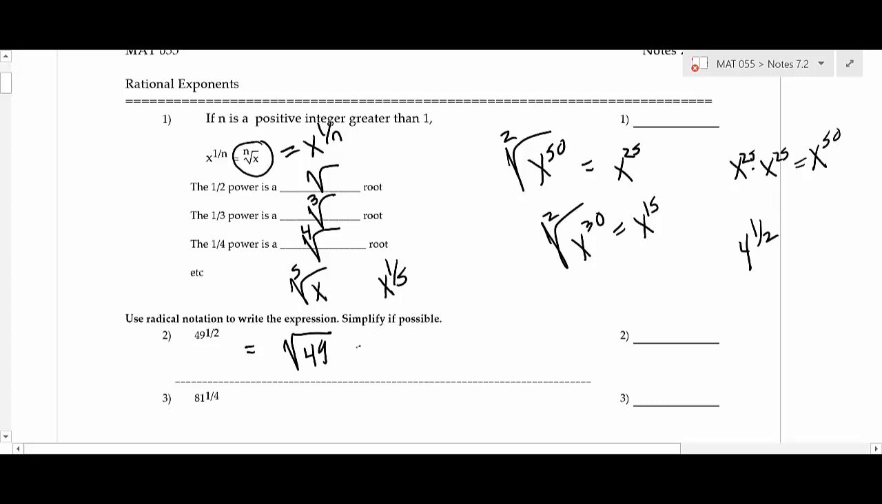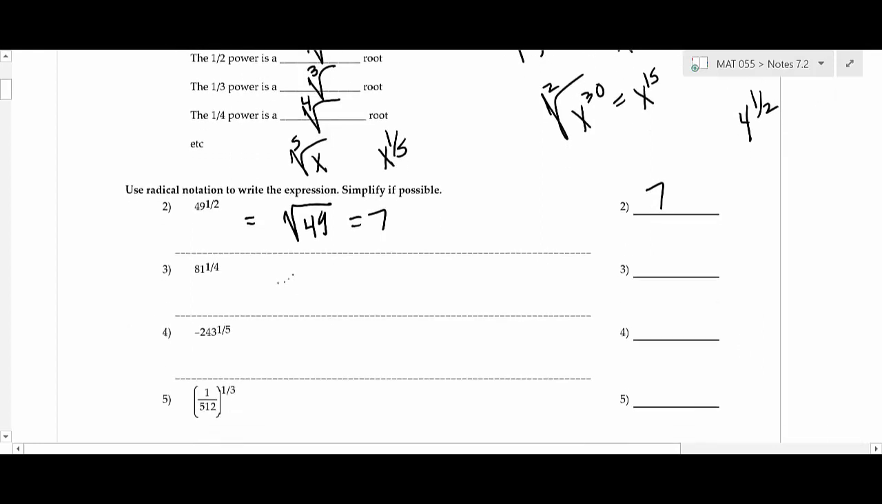So what's the answer to this problem? 7. The square root of 49 is 7. Agree? Okay. Don't get your calculator out on a problem like this. Understand that it's a square root when it's a 1/2 power. Next problem, we do this.